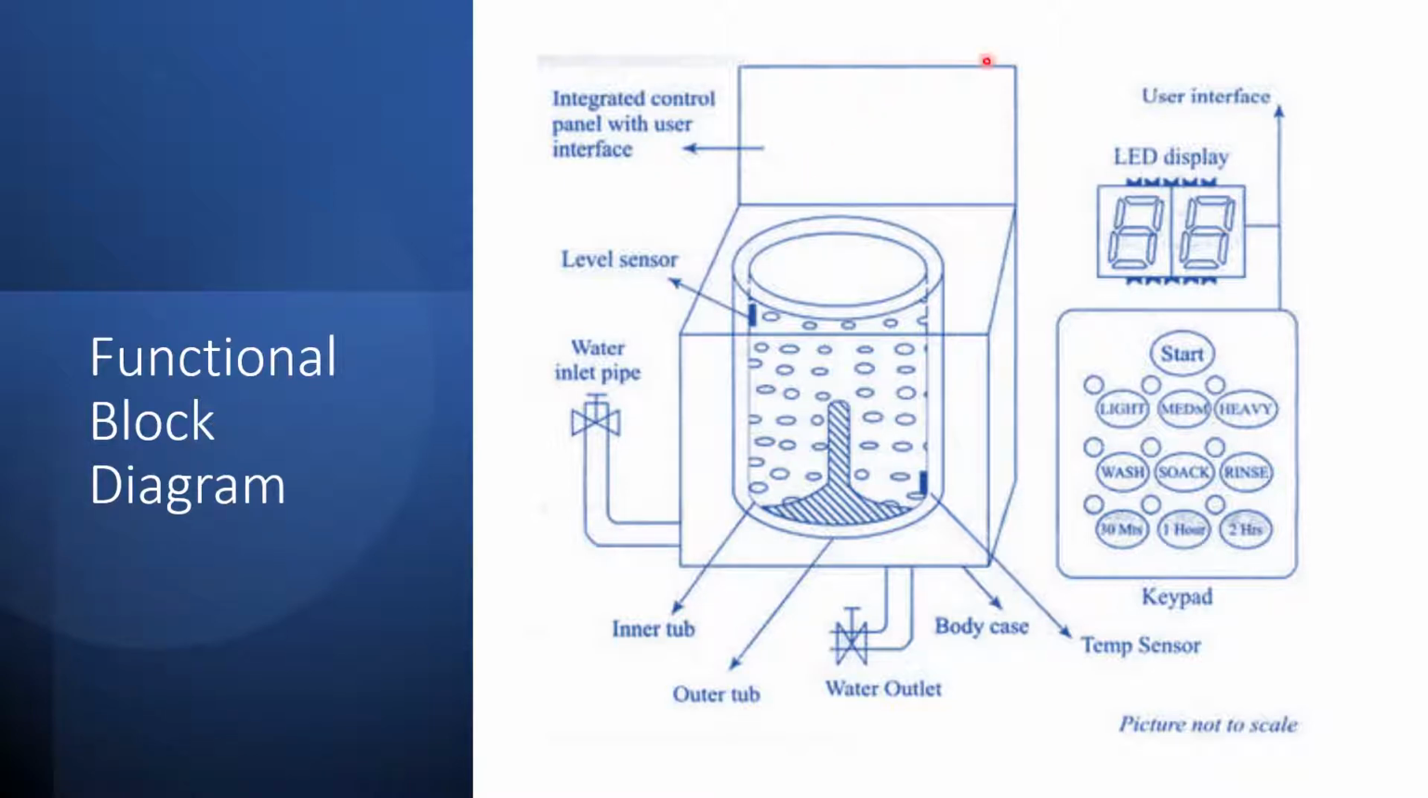All will be available in this integrated control panel. If you have a close look at a washing machine, this is what you are going to see. So these things are visible. Then you have this output interface, which is basically LED or LCD displays. So this keypad will be placed on this integrated control panel. This is a vague picture of how the keypad will look.